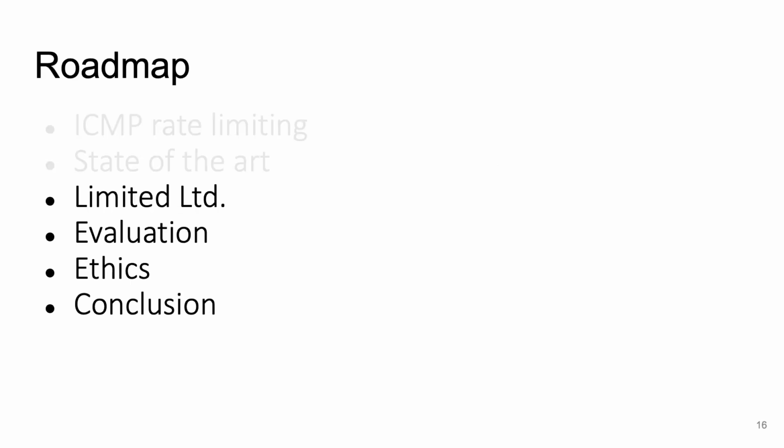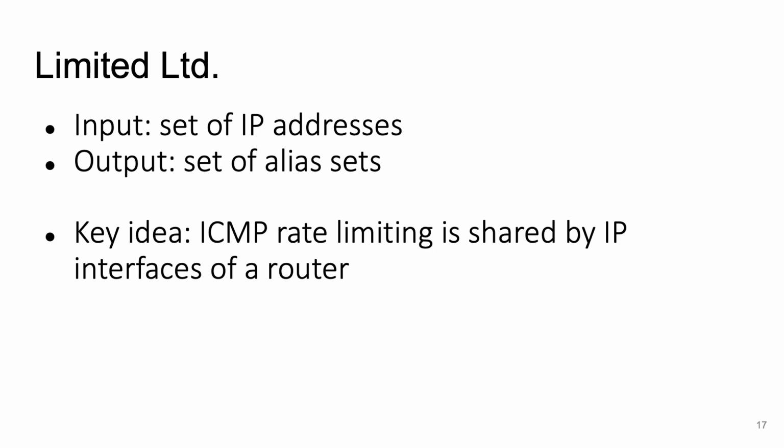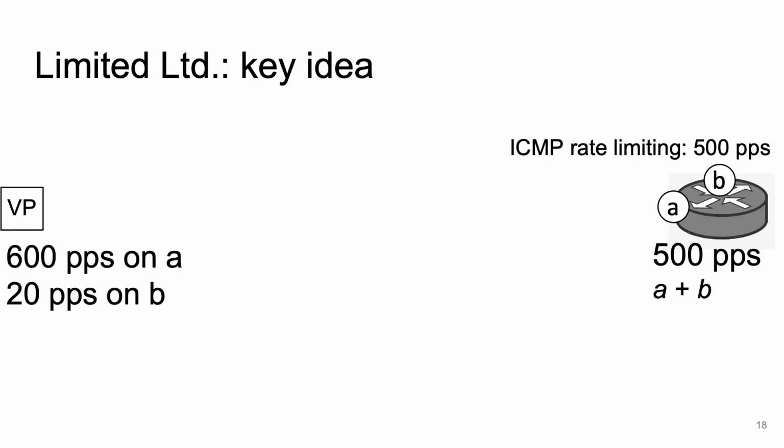So now that I have described the state of the art and its current limitations, let's have a closer look at how we designed Limited. Limited, as an alias resolution technique, takes as input a set of IP addresses and outputs a set of alias sets. Again, the key idea is to leverage the fact that ICMP rate limiting is shared by the IP interfaces of a router. Let's have a look at this configuration.